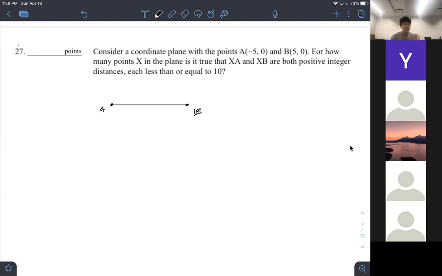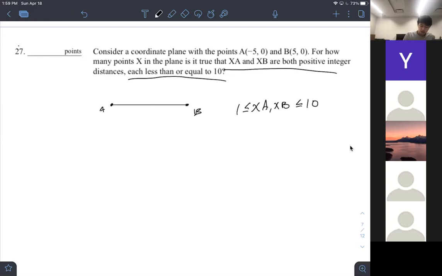So let's just interpret our conditions first before we try and count. Firstly, we have that XA and XB are both positive integer distances, and they're each less than or equal to 10. So XA and XB are less than or equal to 10 and greater than or equal to 1. Those are the bounds we have. Alternatively, XA and XB are chosen from 1, 2, 3, 4, 5, 6, 7, 8, 9, 10.